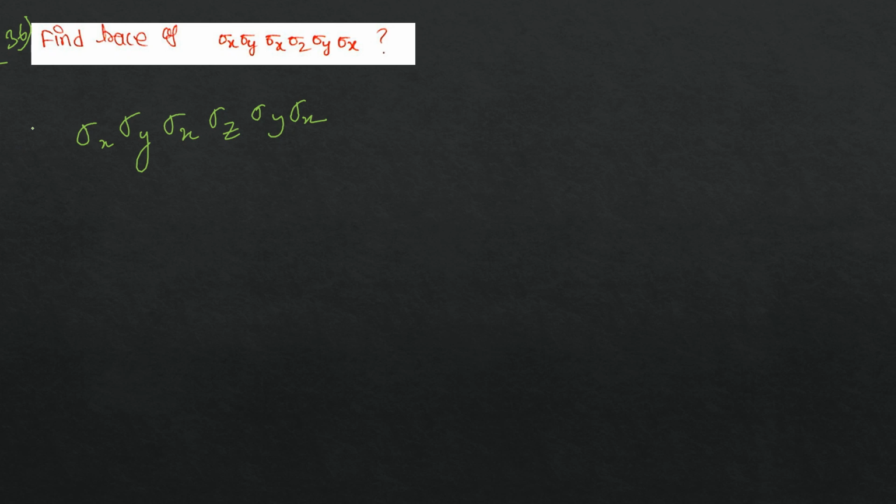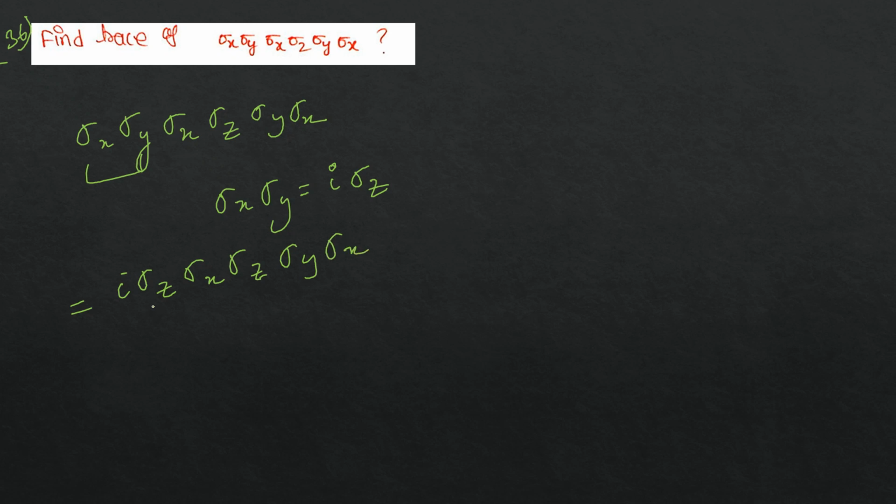So how will you find it? See, it's simple. We will first do sigma x, sigma y, which we know is i sigma z, isn't it? So first you do this. So this is your i sigma z, sigma x, sigma z, sigma y, sigma x. Now these two, sigma z, sigma x is how much? Sigma y, isn't it? Sigma y, sigma y, sigma x. Now these two, it's minus i sigma x, oh sorry, yeah, it's plus only, it's plus i sigma x, sigma y, sigma x, isn't it?